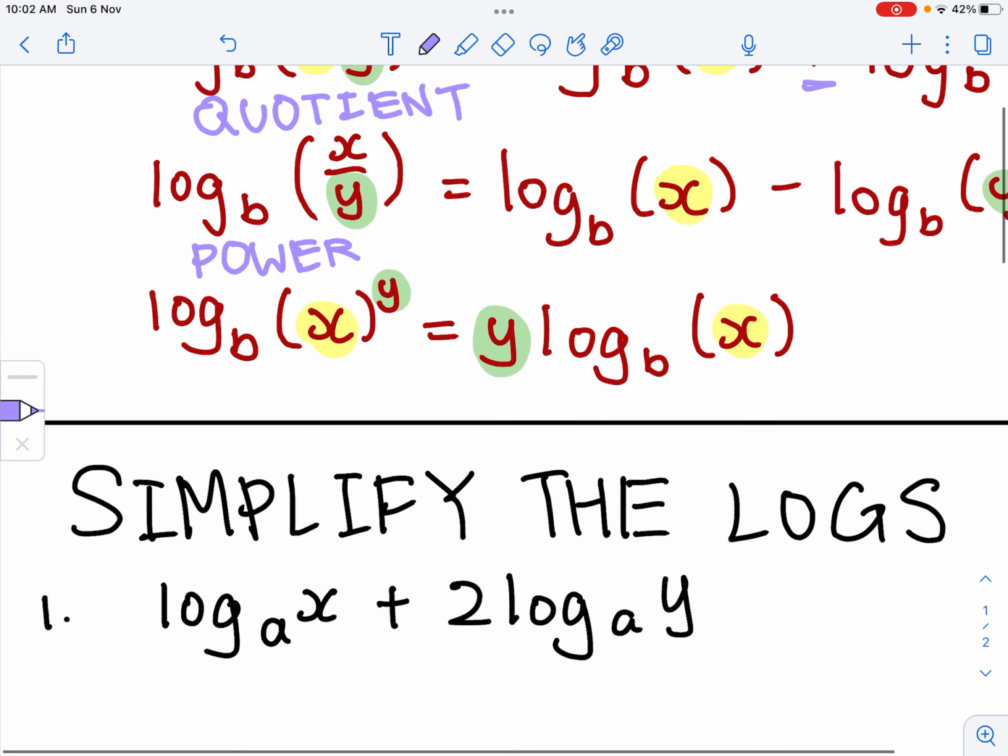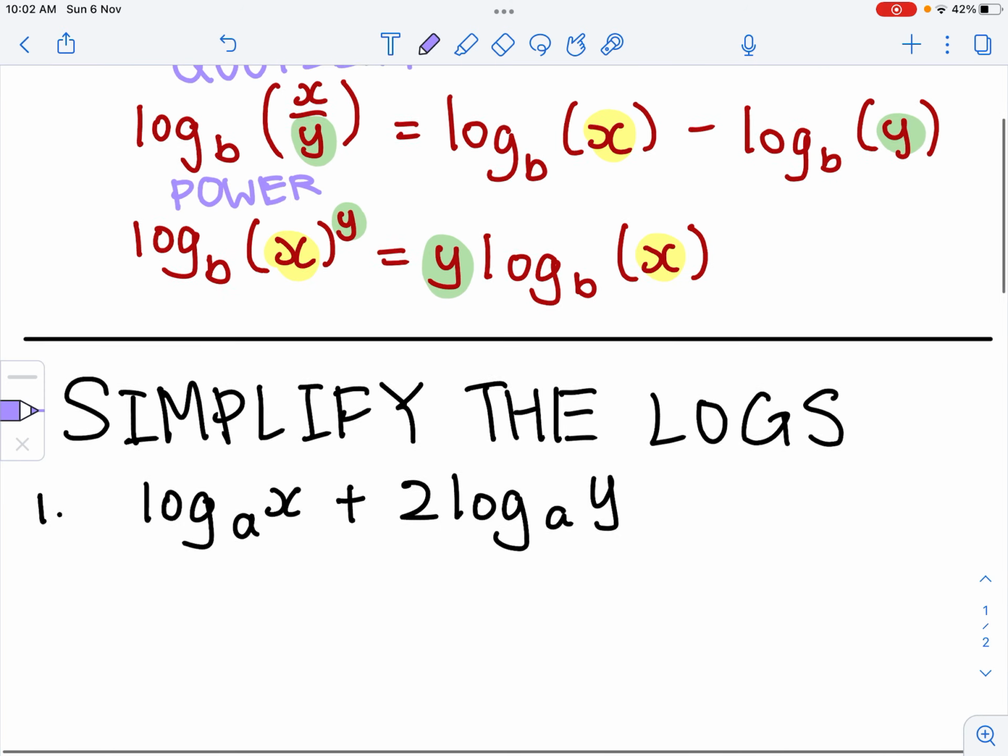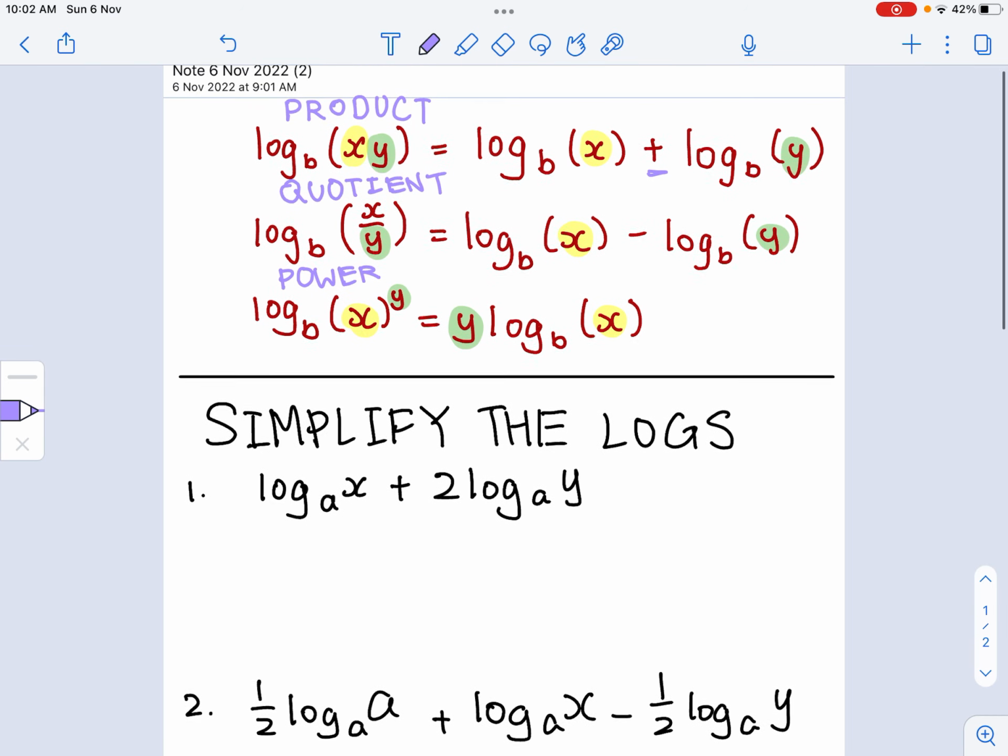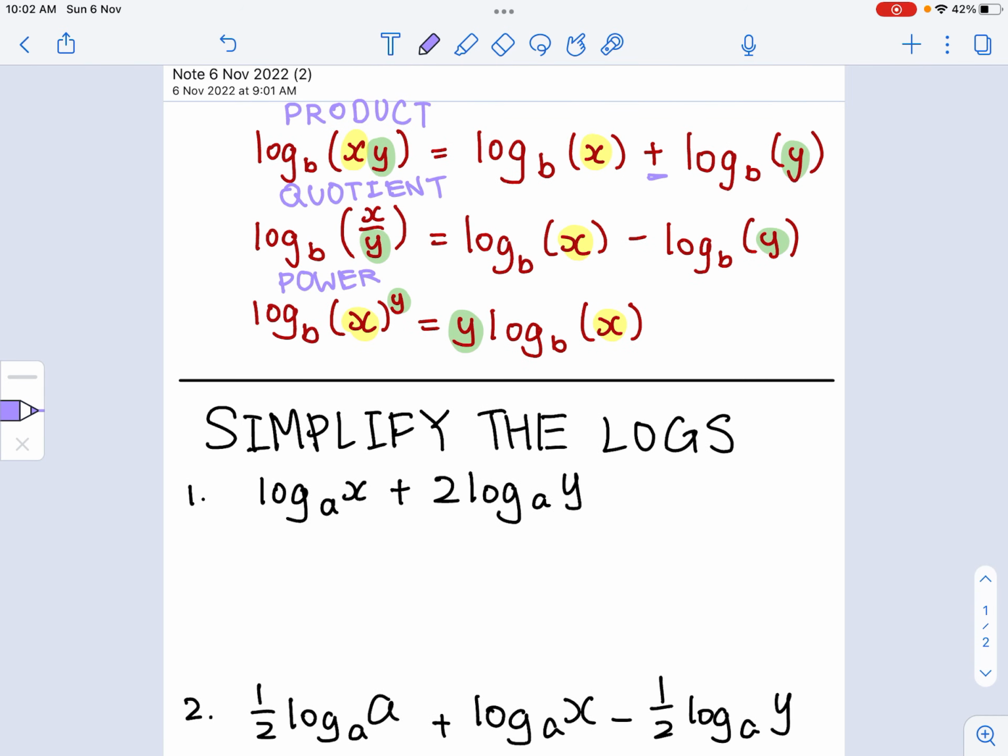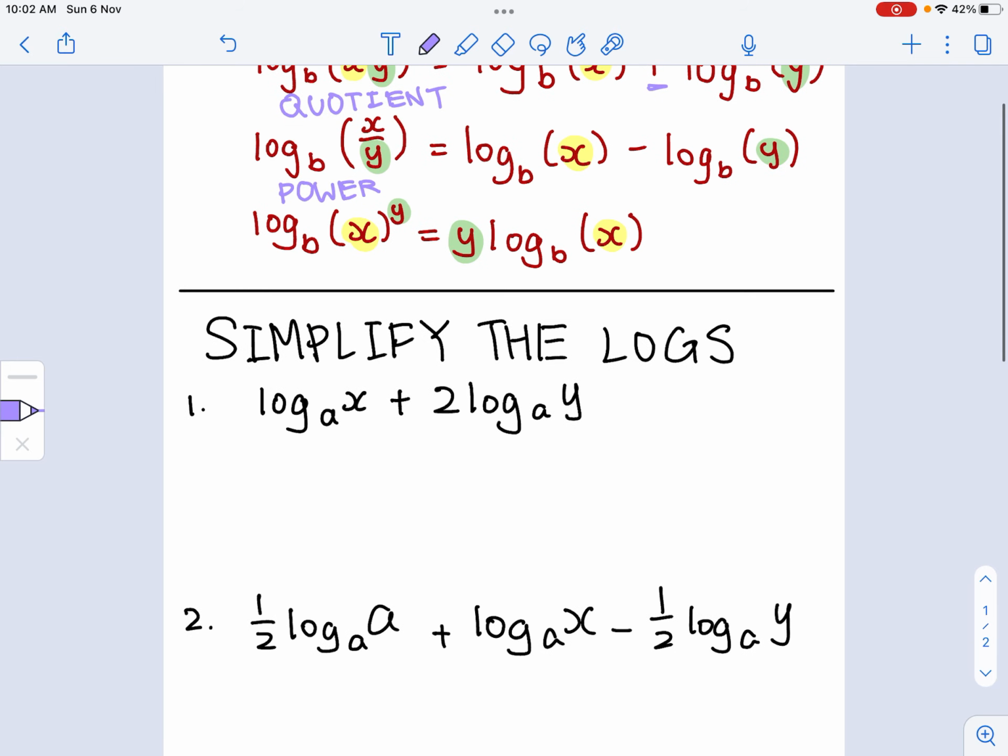Now, let's try simplifying the logs. So what does simplifying the logs even mean? When we see simplify the logs, we want to try to make this into a single logarithm. We can see that there are two right now, and we want to make that into one. So let's try the first one here.